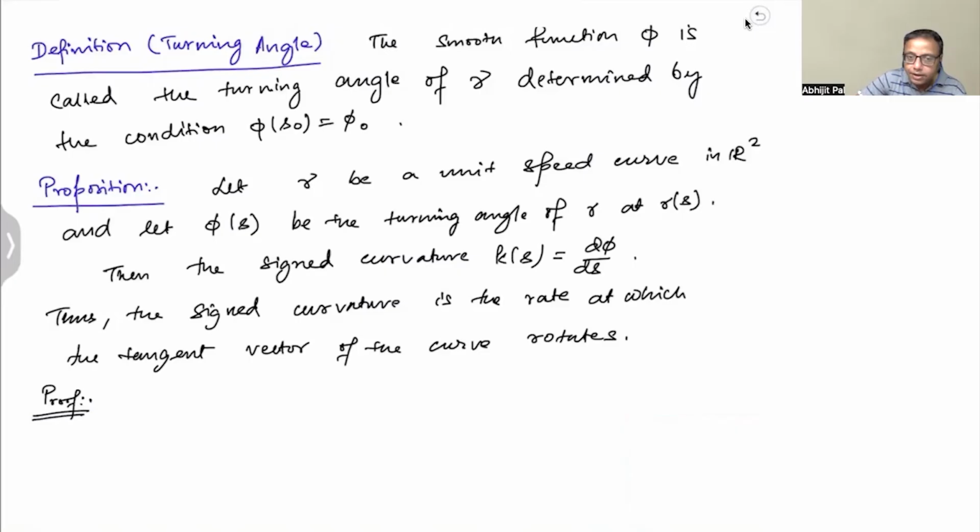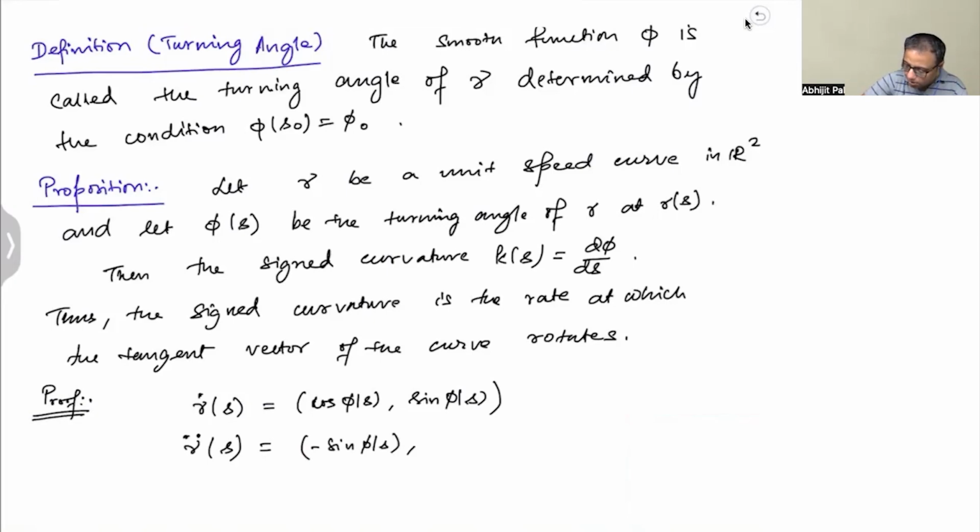So phi is the turning angle of this gamma. Therefore gamma dot s is equal to cos phi s comma sin phi s. And now you take gamma double dot s. So this will be equal to minus sin phi s comma cos phi s times this phi prime s. This phi prime s is a scalar multiplication.